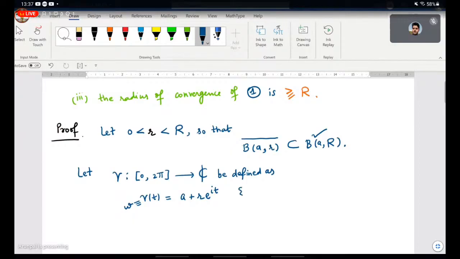So class, what I am saying is the following. What is the trace of gamma? It means the trace of gamma is the collection of all those w such that mod of w minus a is equal to R. Is this okay, class? This will be the trace of gamma, right? Is this okay? Yes, sir. It is nothing but this circle, class.